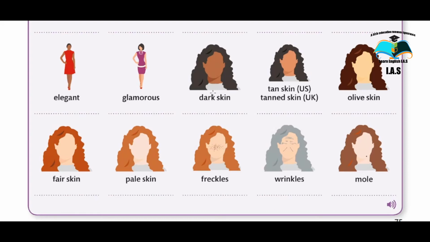So that's called dark skin. Dark skin is for someone who is dark. And tan skin or tanned skin. Okay. And olive skin is another kind of skin. Fair skin, medium or white skin, we can also say fair skin. Okay, pale skin, that's another kind. And freckles, when someone has spots on their skin, it's called freckles, like this.